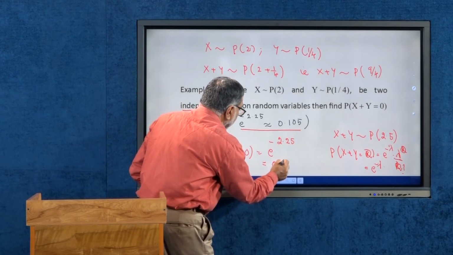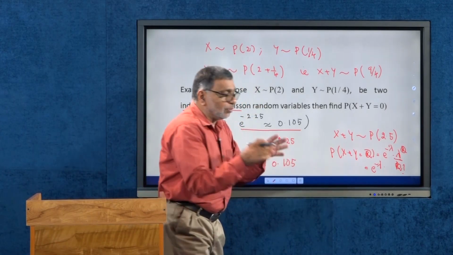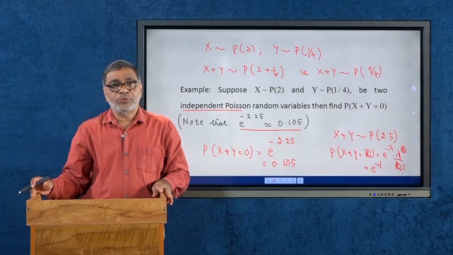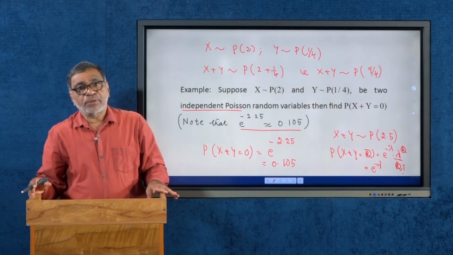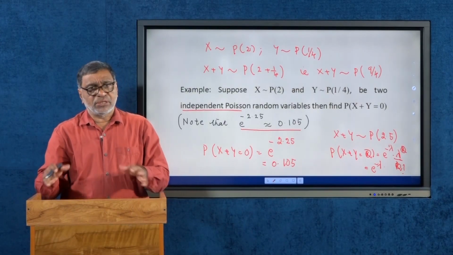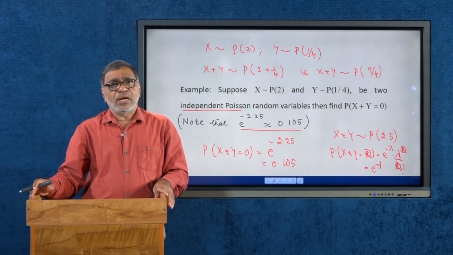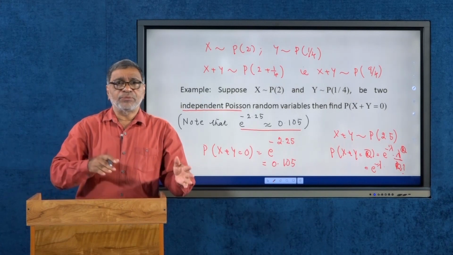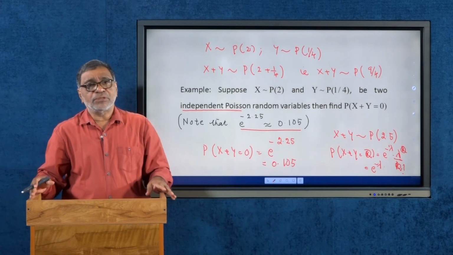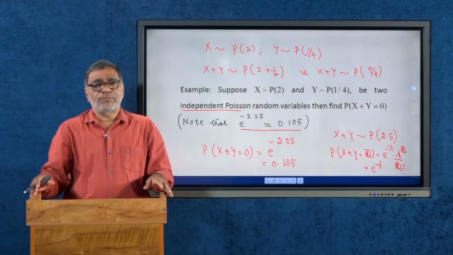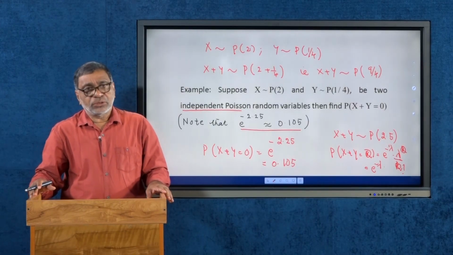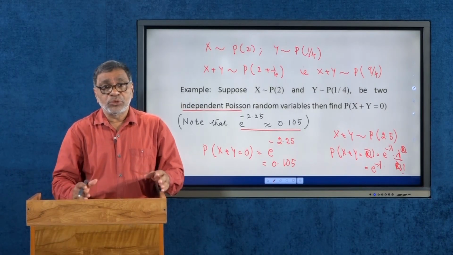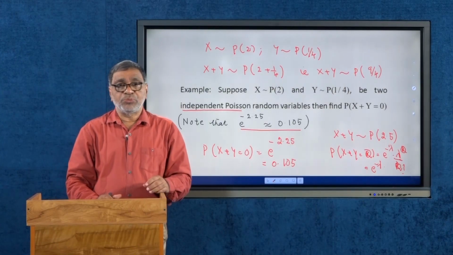So, this is 0.105. That is, if you know the character of the random variable x, that it is Poisson with the parameter 2, and the character of the random variable y, that it is Poisson with another parameter 1/4 say, and these are independent, we can find the probability values corresponding to the sum of the random variables, or we can find the mean of the sum, or the variance of the sum, using the character that the sum of independent Poisson random variables follows a Poisson distribution.